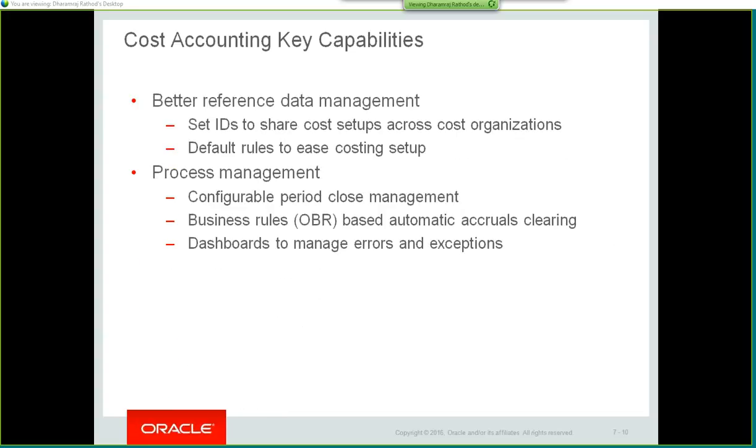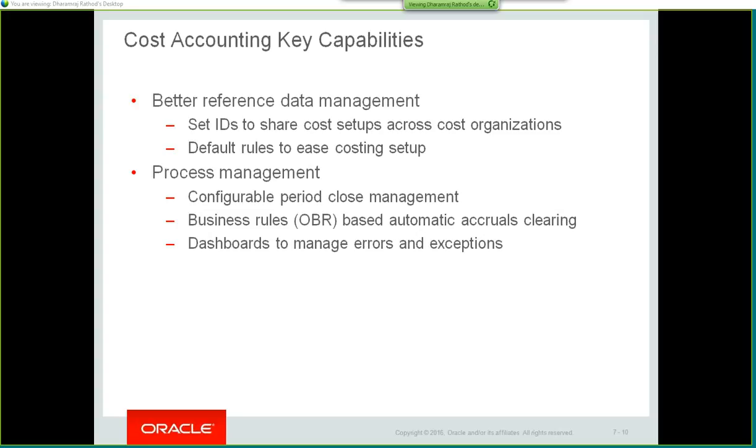Another capability, and some of these capabilities you might have already seen, is the set ID. It is a PeopleSoft concept which we leveraged, and where we can share the setups across organizations. If you need consistent accounting policies, you have flexibility to define certain configurations and use them across all your organizations.